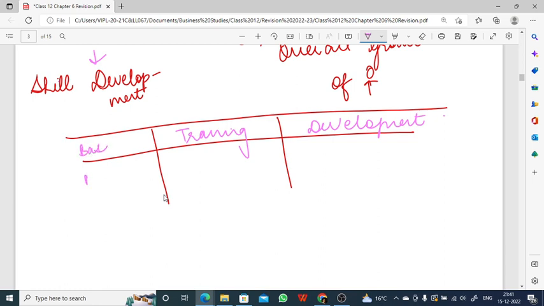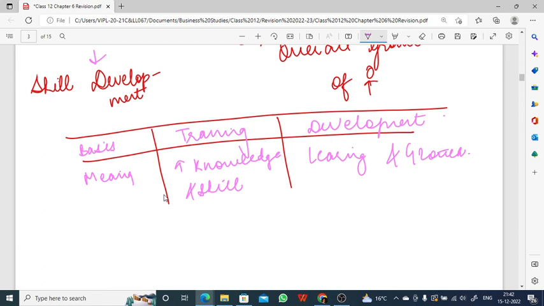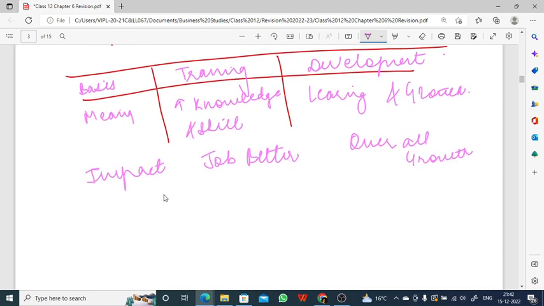When I'm talking about the meaning, training is increasing the knowledge and skill of the person who has been selected. Development is basically the process of learning and growth. Now the impact: training helps you perform the job better, and development is overall growth. In terms of orientation, training is job oriented and development is career oriented.